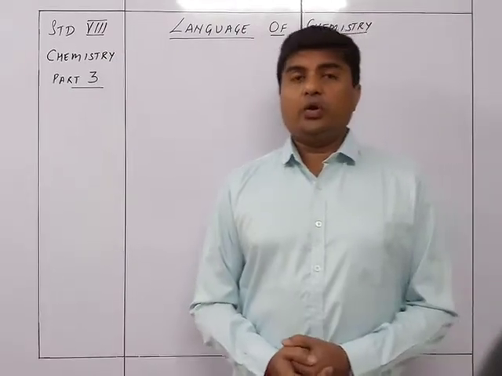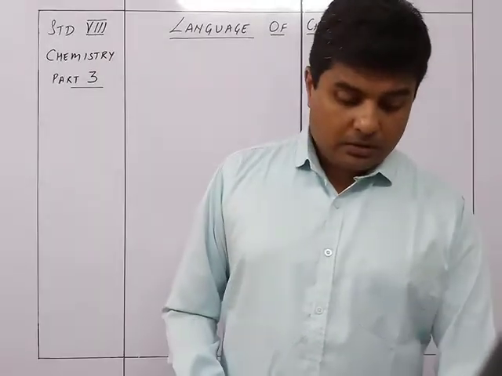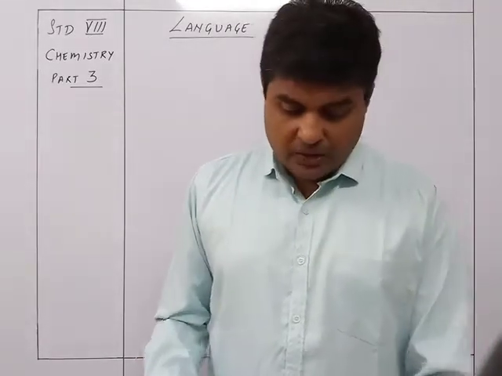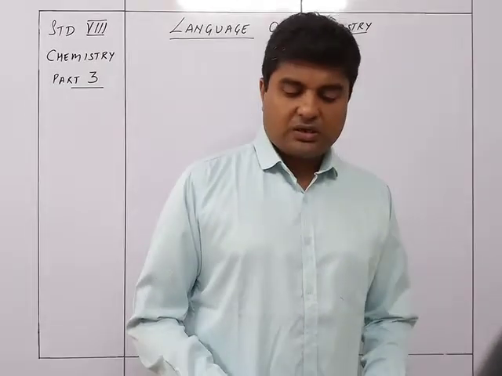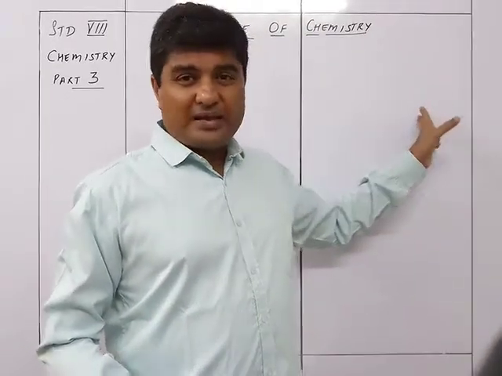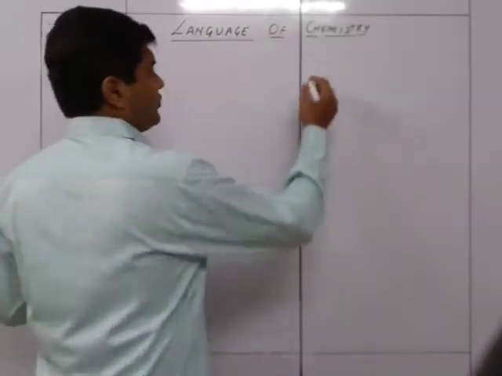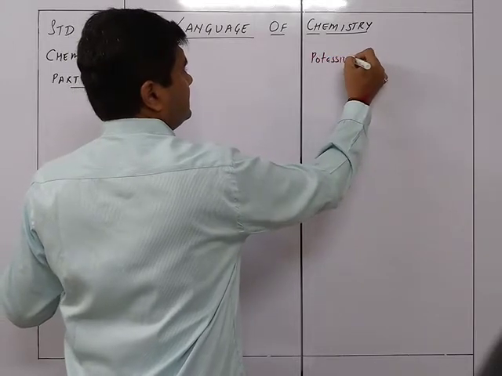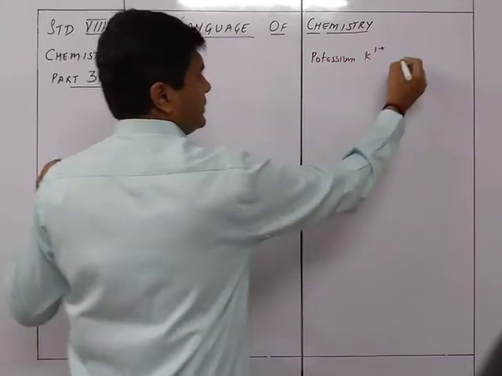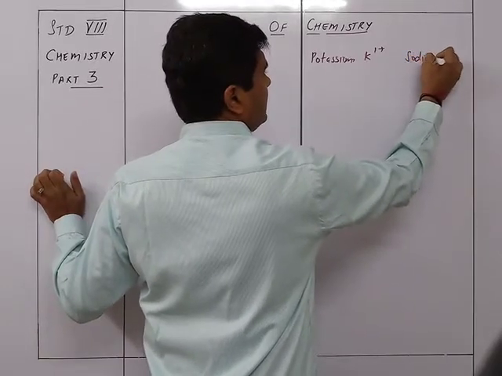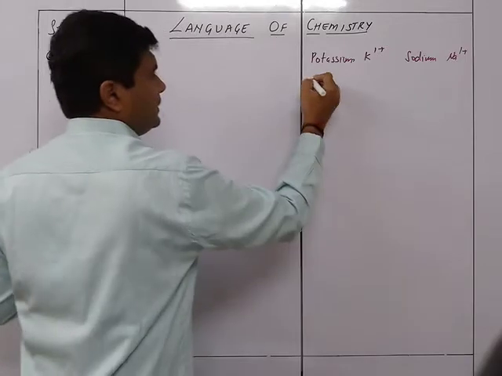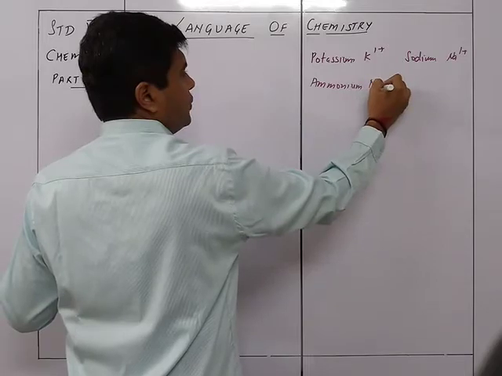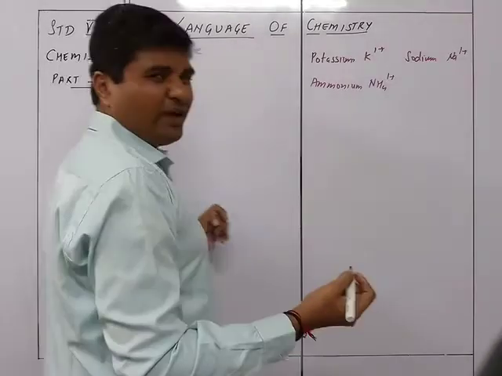Now we'll see how we are going to frame the names, or you can say frame the symbols of the compounds. For this, I'll just write down certain valencies over here. So let's write it down. Potassium is K1 plus, sodium is Na1 plus, ammonium is NH4 1 plus. We'll take 3-4 examples just for our sake.